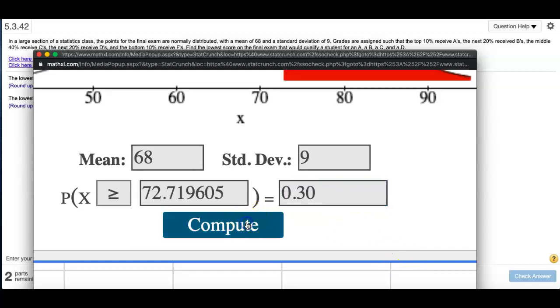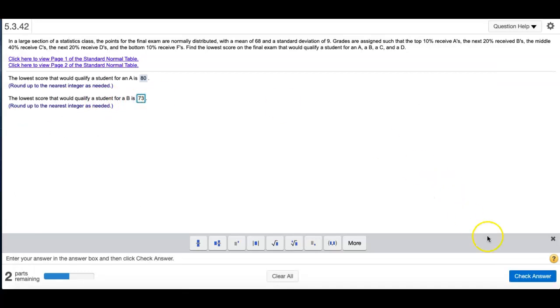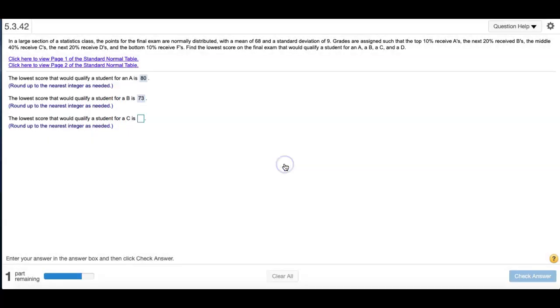And I hit compute. To get a B, I need at least, round it up, 73. I will try to go for a 73 if I want a B in this class. So the answer is 73. Check answer. What's next?